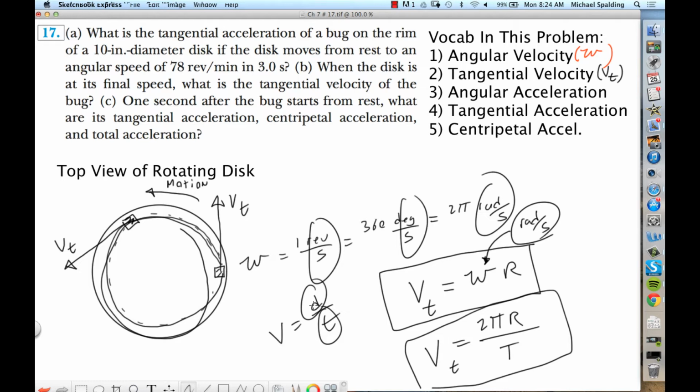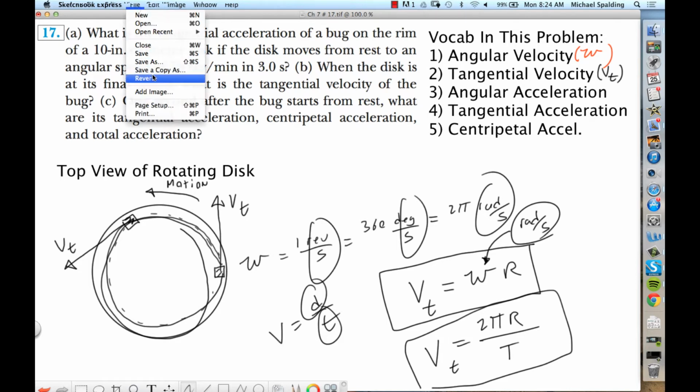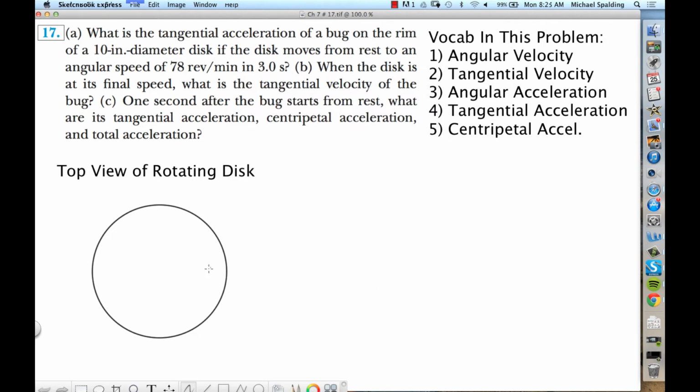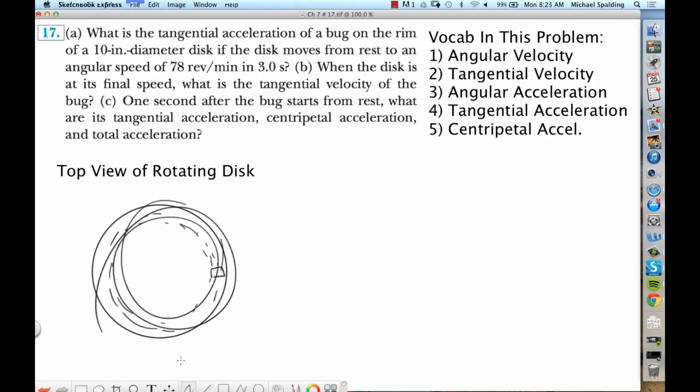All right, third on the list, angular acceleration. Okay, let me clean this up. All right, so angular acceleration. Well, what the heck is angular acceleration? Say that this disk is going faster, faster, faster, faster. It starts to speed up in an angular sense. What would angular acceleration be? Well, the symbol for angular acceleration is alpha.